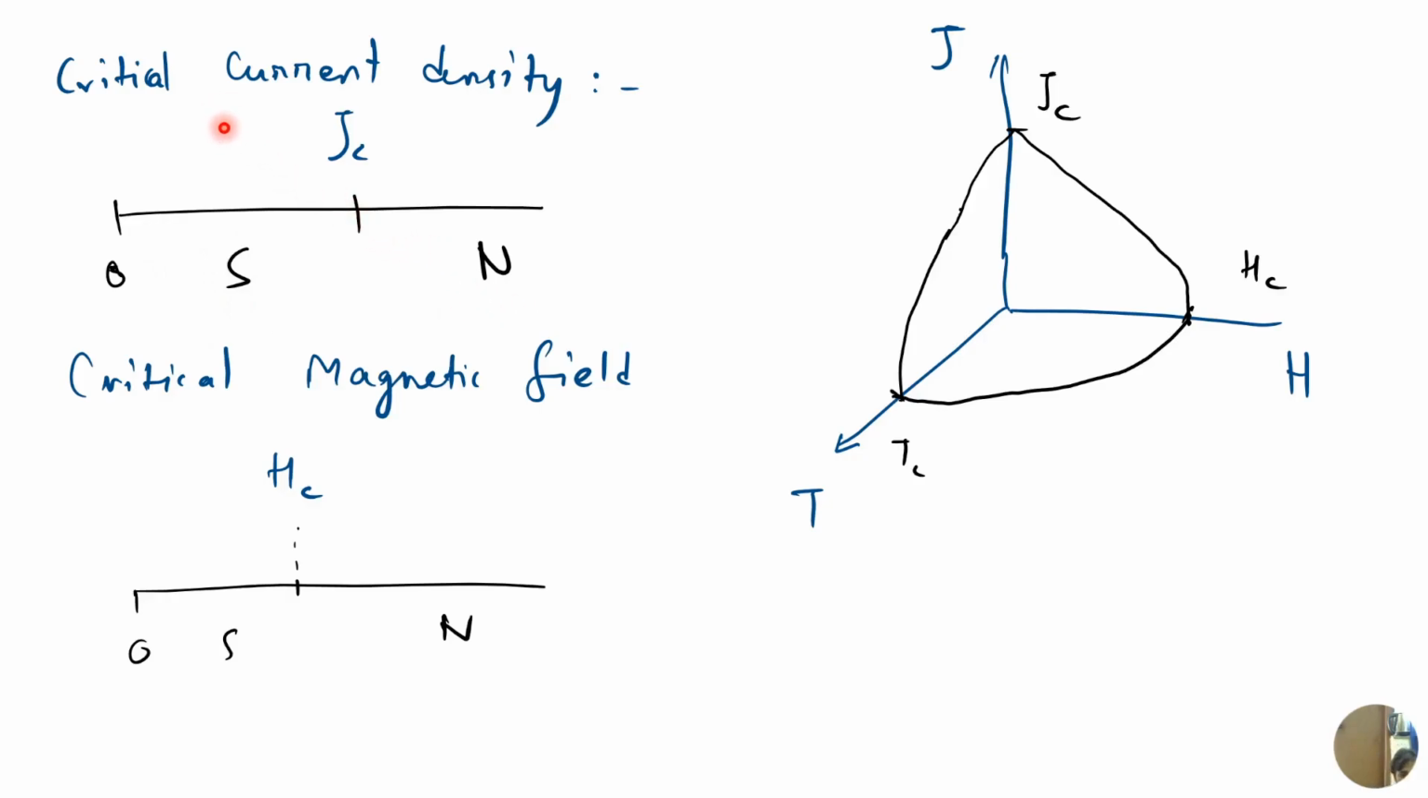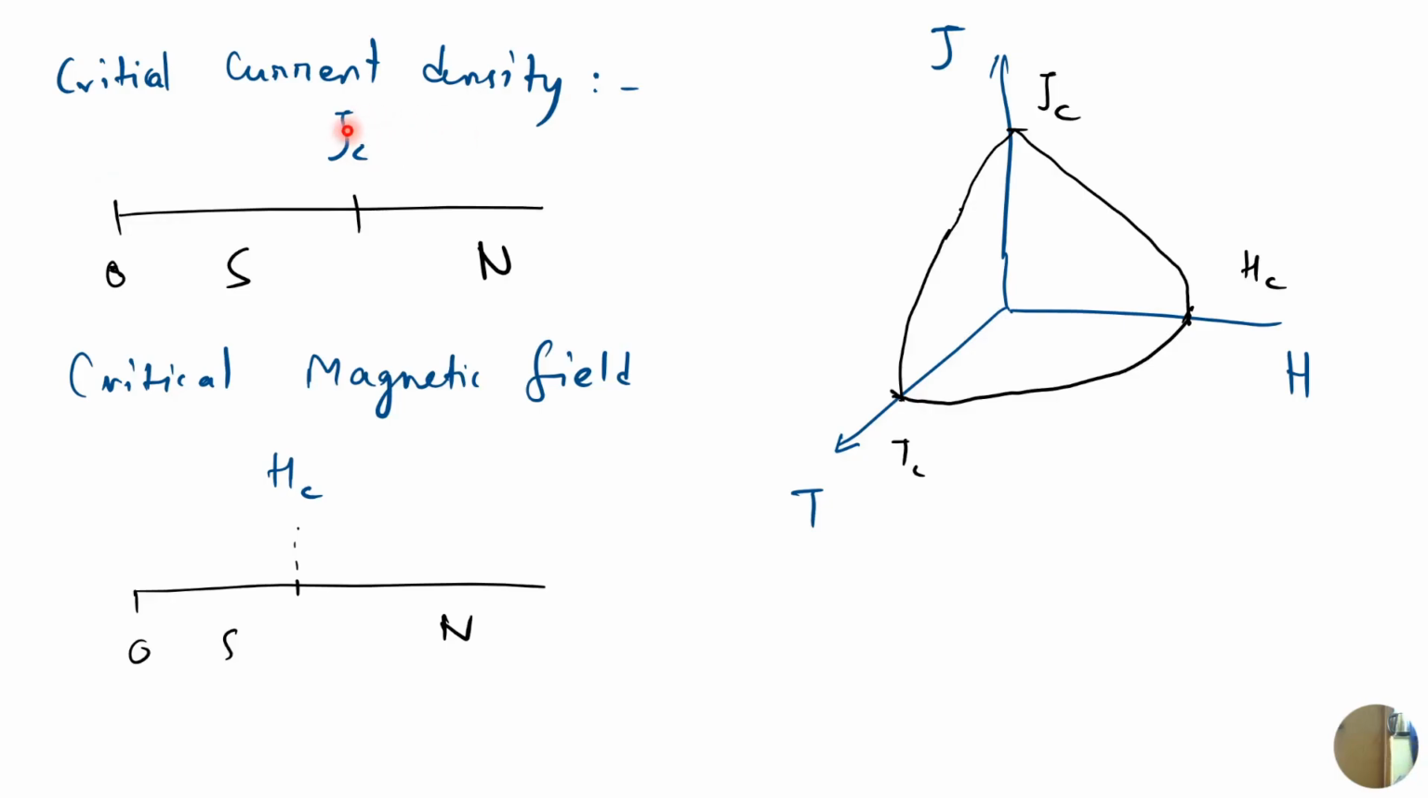If you start increasing the current in that material, then up to a certain current density there will be no resistivity, and it is a perfectly superconducting state. But suddenly, if you cross that critical value of current density, then your superconducting state is destroyed and what you have is the normal conductivity. This is called the critical current density.